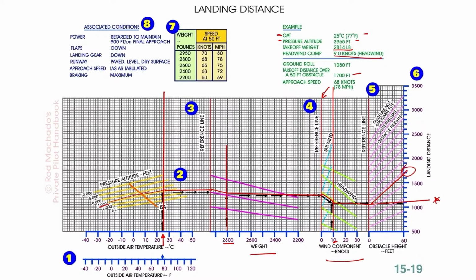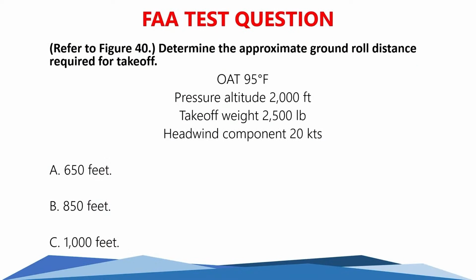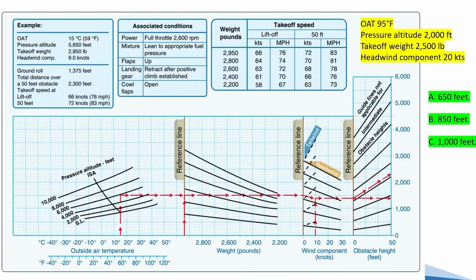All right, so I want to give you guys an opportunity to attempt to do this yourself. Very simply, here is the question. They're not going to be as color coded as what you guys have, but here's the question. And you're going to have the following information. Okay, so going back to the question, determine the approximate ground roll distance required for takeoff, the ground roll distance.